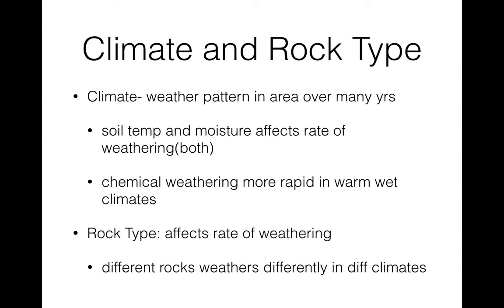Also, the rock type can affect the rate of weathering. So if you think about different types of rocks, they can weather differently in different climates. And also, think about the difference between an igneous rock and a metamorphic rock, and which one of those do you think would weather more easily? The metamorphic rock that is tightly compacted, smooth-edged, and made with lots of heat and pressure, or your igneous rock that actually has pores in it, kind of brushes off in your hands, that type of thing.